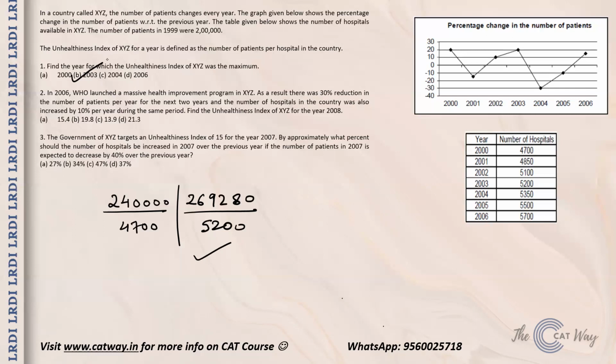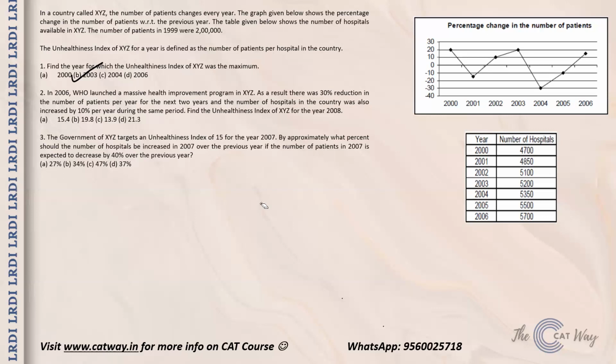Now moving on to the second question. In 2006, WHO launched a massive health program in XYZ. As a result, there was a 30% reduction in the number of patients per year for the next 2 years, and the number of hospitals in the country was also increased by 13% during the same period. Find the unhealthiness index for the year 2008.